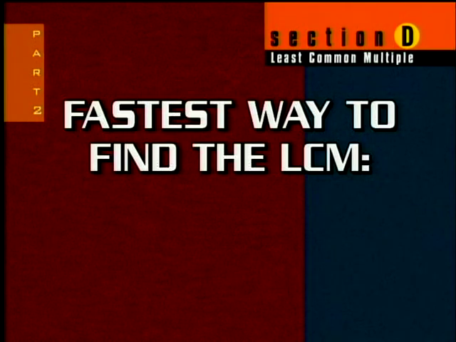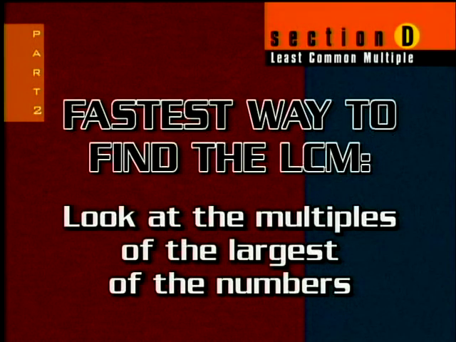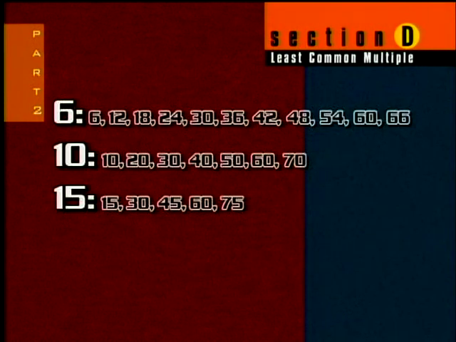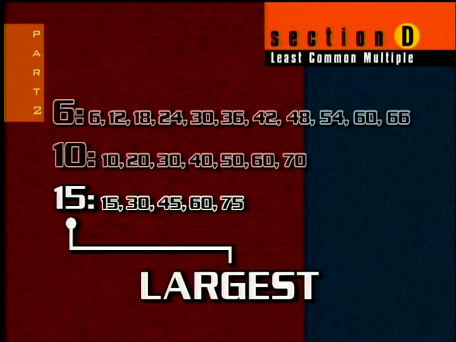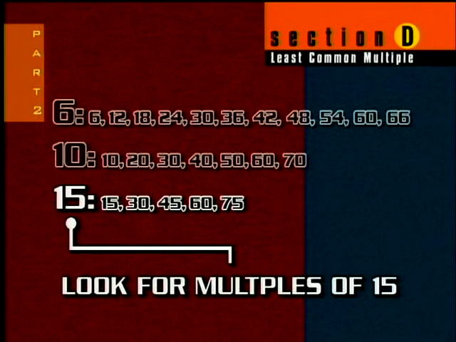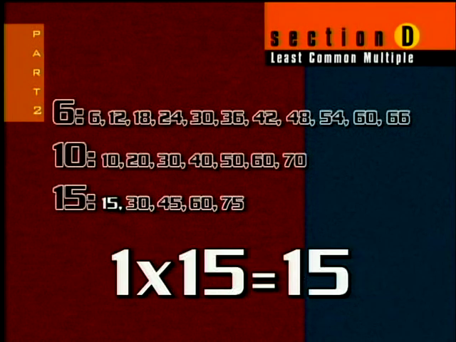When you're listing multiples, the fastest way to find the least common multiple is to look at the multiples of the largest of the numbers. So, for our previous example, to find the LCM of 6, 10, and 15, 15 is the largest number, so you would look to the multiples of 15. First, try 1 times 15, or 15.